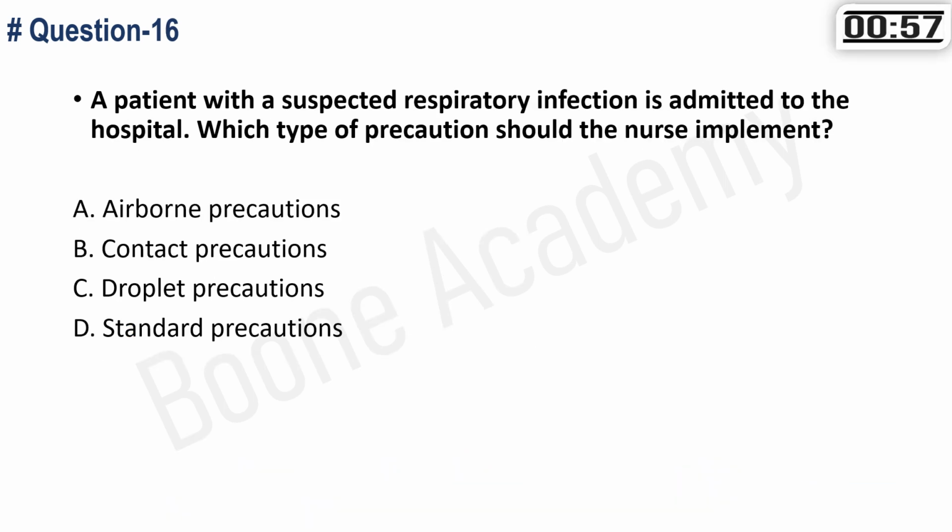Question 16. A patient with a suspected respiratory infection is admitted to the hospital. Which type of precaution should the nurse implement? A. Airborne precautions. B. Contact precautions. C. Droplet precautions. D. Standard precautions. You have 1 minute to answer your question.